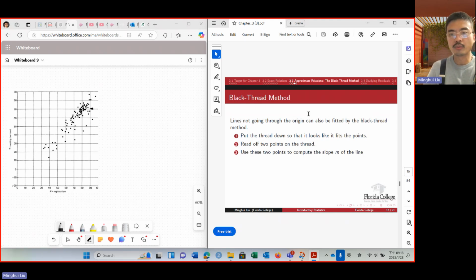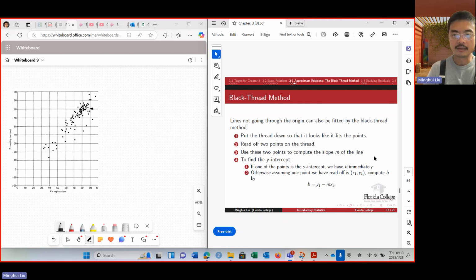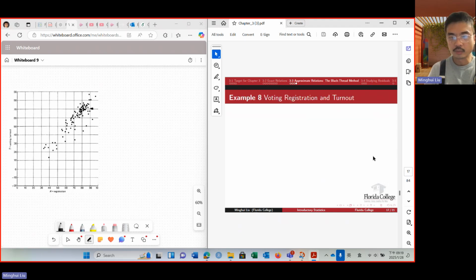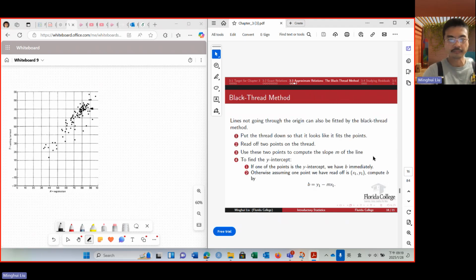And then we're going to use these 2 points to compute the slope of the line. And we have several ways to find the y-intercept. If one of these 2 points happens to be the y-intercept, then we have it immediately. Otherwise, assuming one point is (x1, y1), we can use the formula b equals y1 minus m x1 to calculate b. So this is one way to do it. Of course, another way is simply to write down the point slope form of the line.